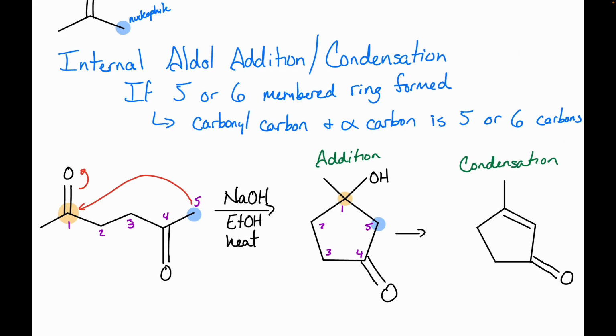And so I have my condensation product with that double bond conjugated to my ketone, to my carbonyl group. All right, so if we have two carbonyl groups within the same molecule, we can see this internal aldol addition/condensation reaction that would produce one of these ring structures here.